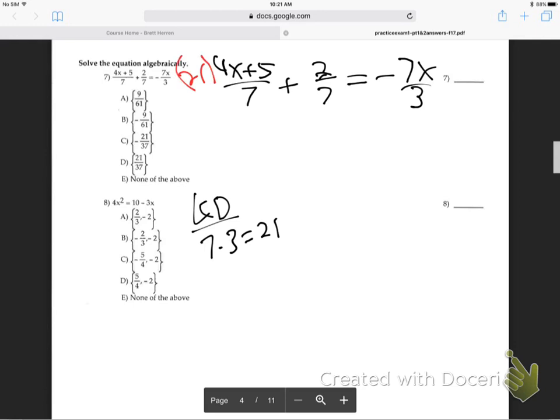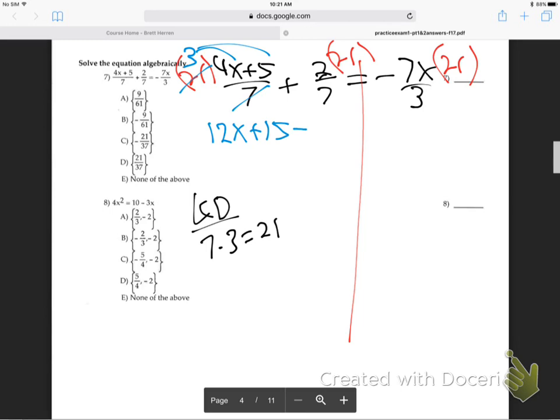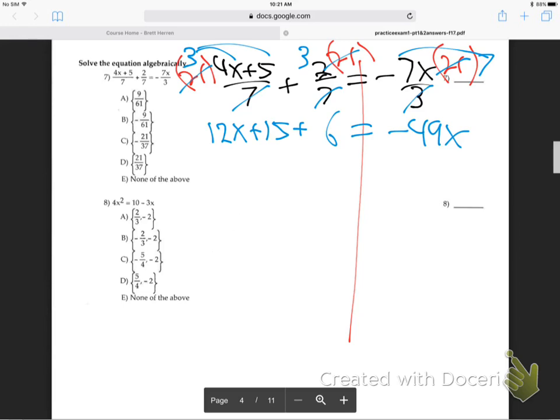So 21, 21, 21. Here's the wall. What happens? You cross cancel and multiply what's left over. 7 into 21, 3 times, that 3 goes boom, boom, because he's left over. 12x plus 15. Good so far? 7 into 21, 3 times 2 is 6. 3 into 21, 7 times, negative 7 times 7, negative 49x. We good? So there, got rid of the fractions. That's always nice. All right, let's keep moving.